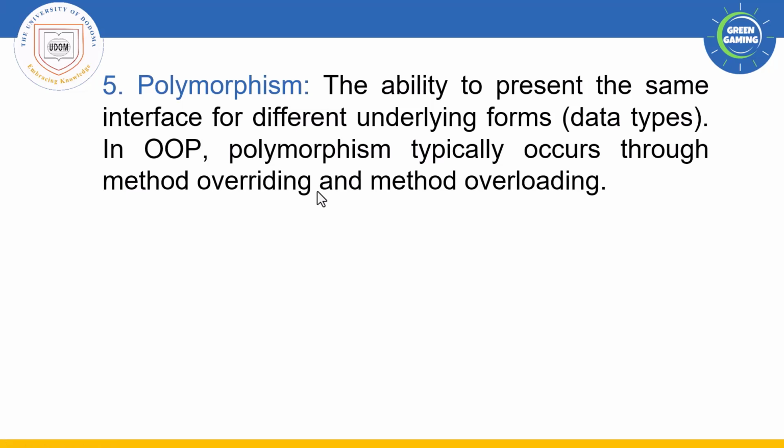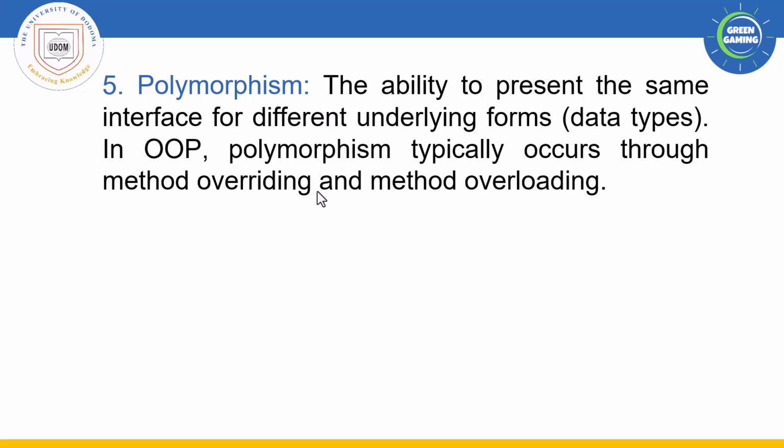Polymorphism and inheritance are related. Why? Because we can't have polymorphism if we don't have inheritance. But polymorphism is the ability to present the same interface for different underlying forms. So in the object-oriented paradigm, we can typically have polymorphism by using method overriding and method overloading. Through method overriding, we can have polymorphism, which we call runtime polymorphism. But through method overloading, we can have compile-time polymorphism.